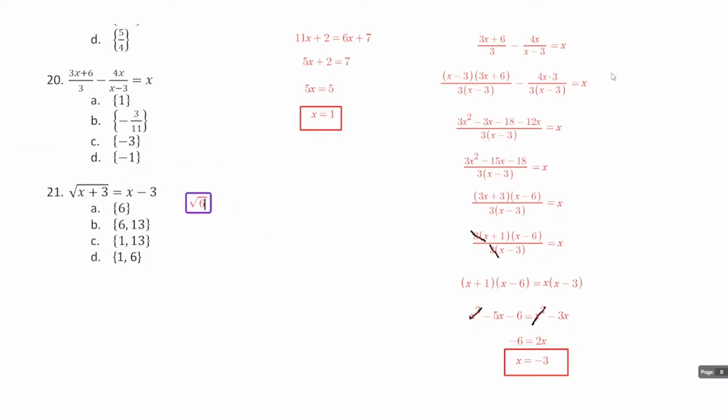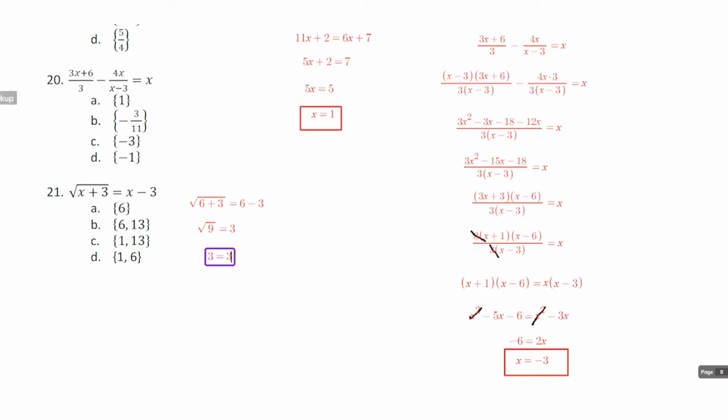So this would be like 6 plus 3. We want to know, is that equal to 6 minus 3? So the square root of 6 plus 3 is 9. 6 minus 3 is 3. Does the square root of 9 equal 3? Well, yeah, sure it does. Square root of 9 is 3.